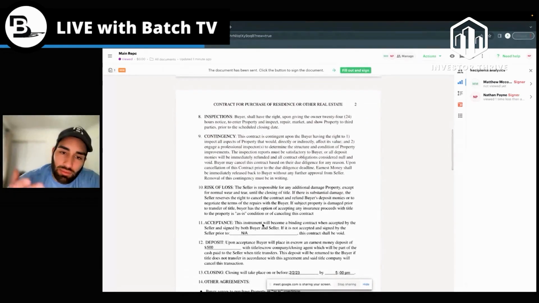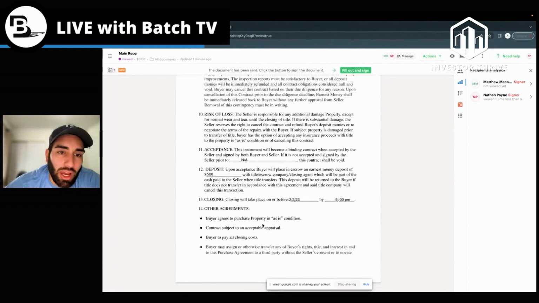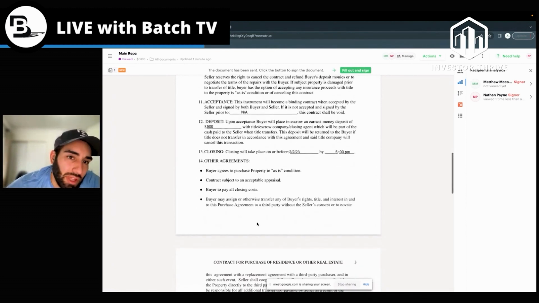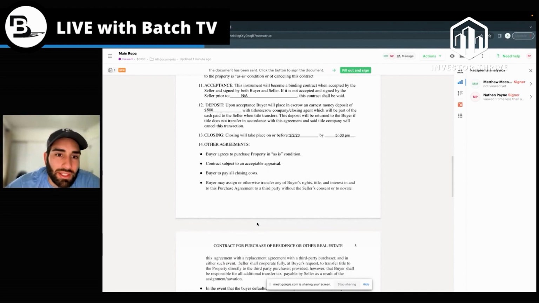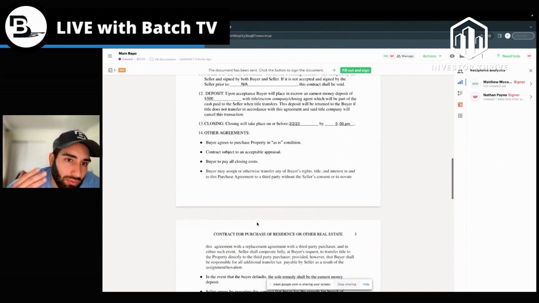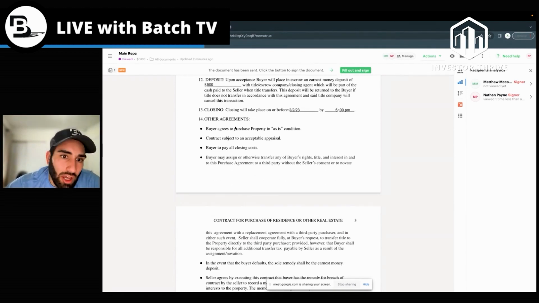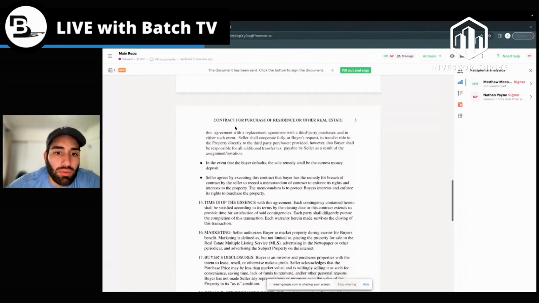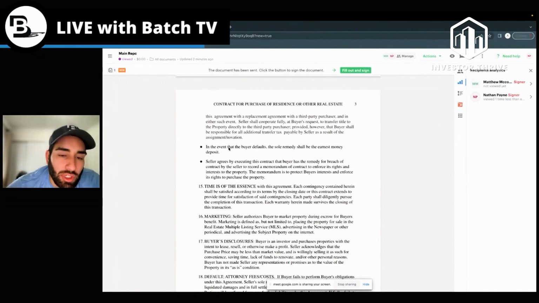Inspection and contingency, we already discussed this. We're going to go inspect the property. Risk of loss, if we buy the property and something happens to it by the time we close, we'd have to renegotiate if it's been destroyed or something happened other than what we agreed on. Acceptance right now, deposit $500, closing date 2/2/23, on or before. Other agreements, this just talks about we're buying the house as is. We're able to get an appraisal if we need to. We can work with partners on this deal. And if we go past the due diligence period, you get our earnest money if we back out.